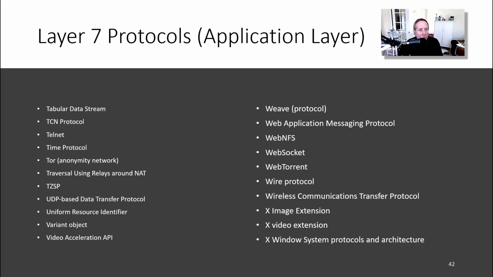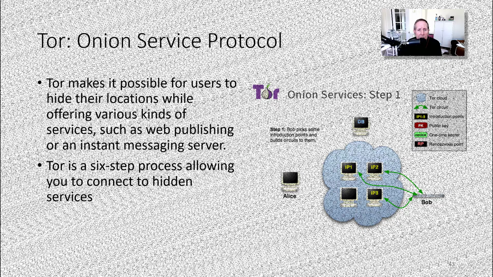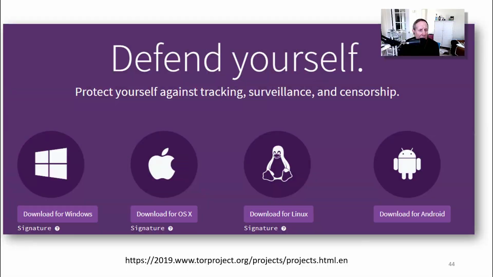They're old, they're not being used anymore, and there's a lot of new ones taking their place. A fascinating protocol at layer 7 is Tor, the Onion Service Protocol. Tor makes it possible for users to hide their location while offering various kinds of services, web publishing, or an instant message server. Tor is a 6-step process allowing you to connect to hidden services. I've got a web link on the slide if you'd like more information about Tor.